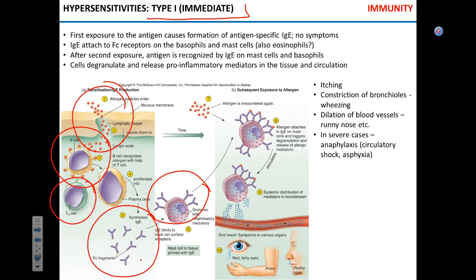And then you encounter the same antigen again. Second encounter: when antigen binds to immunoglobulin E already on the surface of basophils and mast cells, it leads to basophil and mast cell degranulation. Does that make sense? Granules in mast cells contain histamine. Histamine is released in the tissues. You have itchy eyes, you have runny nose, hay fever, itchy skin, and so on and so forth. Hives.